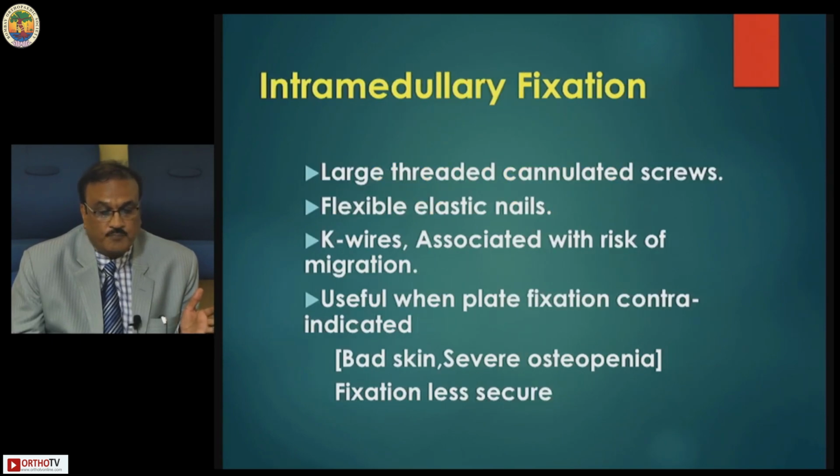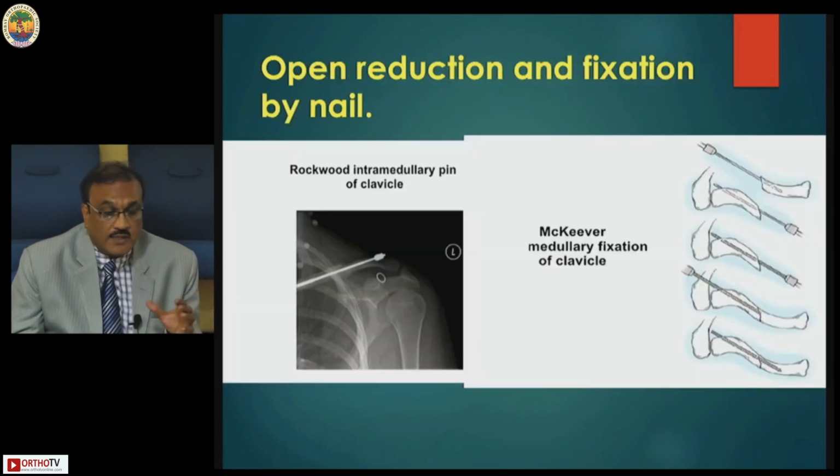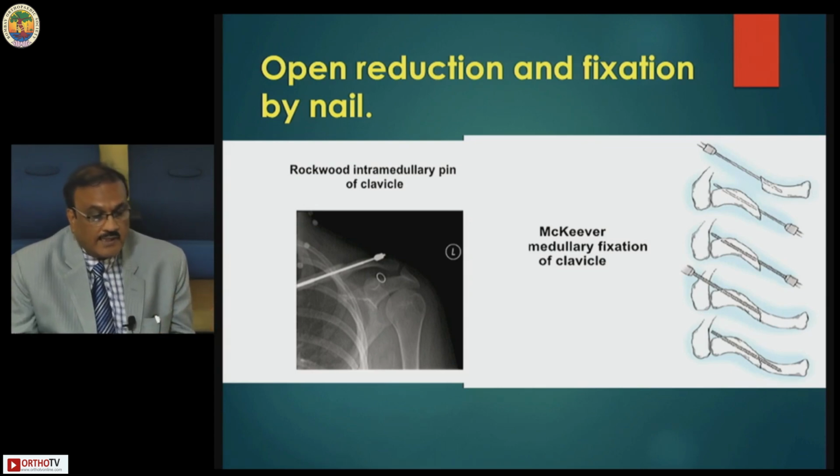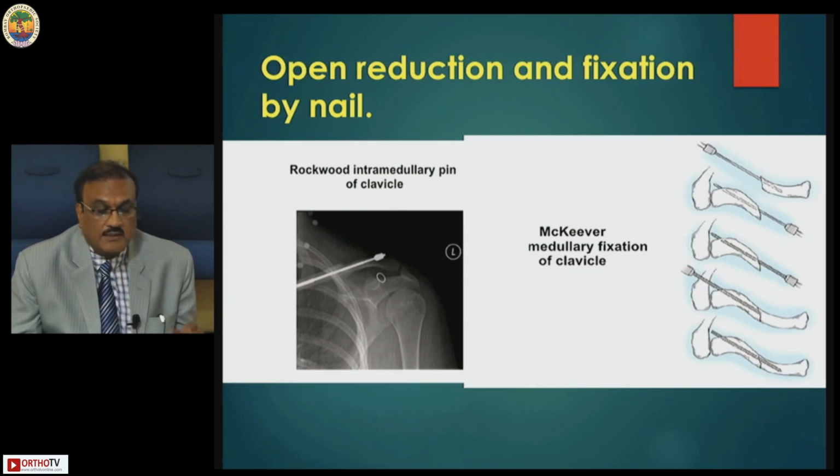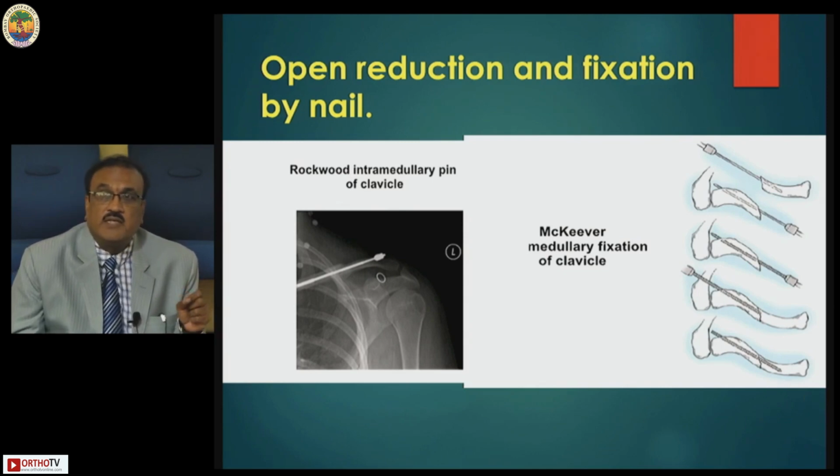So, intramedullary fixation is again coming up: large threaded cannulated screws, flexible elastic nails, K-wires, which are associated with risk and useful when plate fixation is contraindicated. That nailing is a resurgence. One of the best methods now is open reduction and internal fixation by nail, and it has been well described by Rockwood and Green as well as McKeever, who gave a retrograde nailing by opening and retrograde insertion, and there is a cap at the end so that there should not be a migration of the nail.